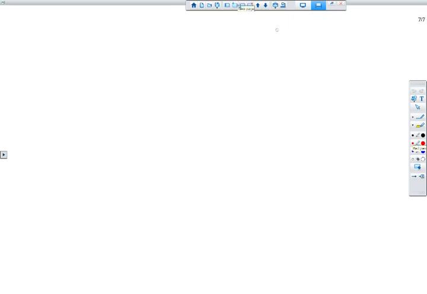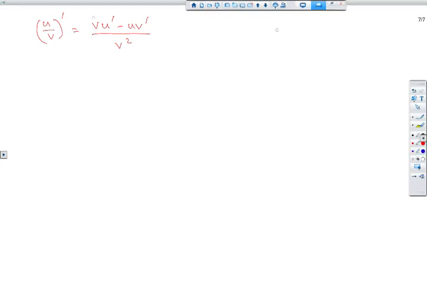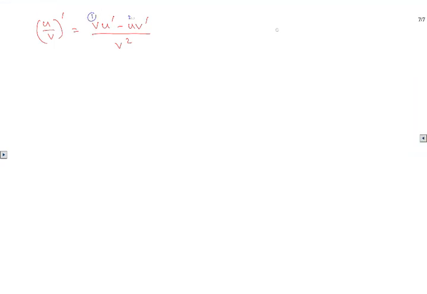So what's the quotient rule? When you have a u and v, take the derivative, so it is v u prime minus u v prime over v squared. That's the quotient rule. What's the easiest way to remember? V is in the bottom and v comes first, so that's the easy way to remember that. So v comes first and then u. Okay, v comes first, not u. That's how you remember.